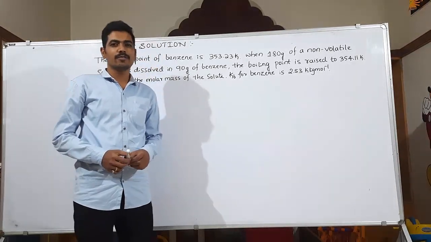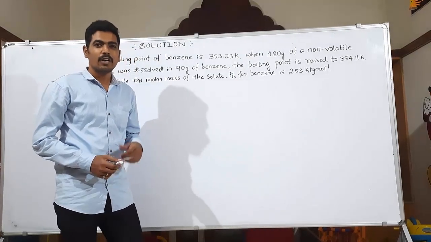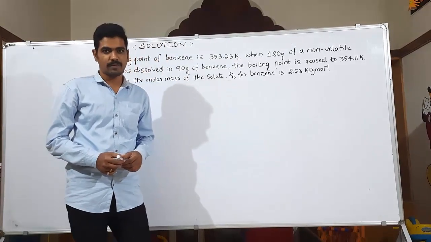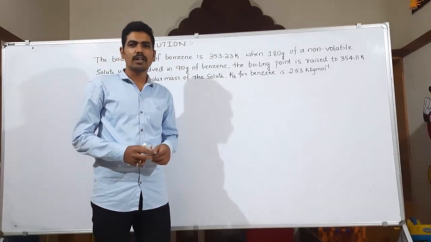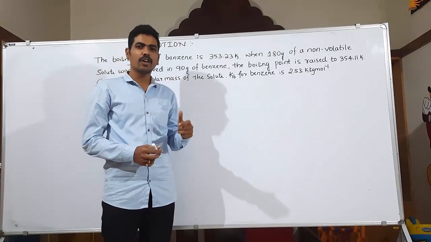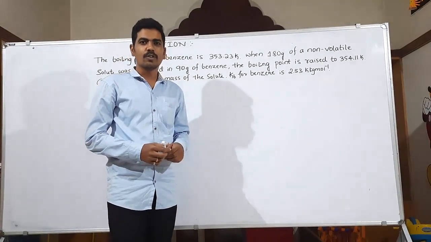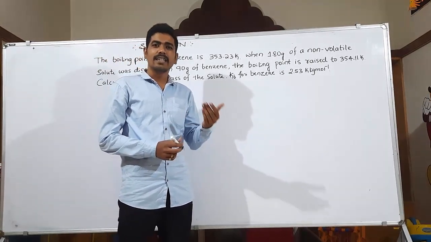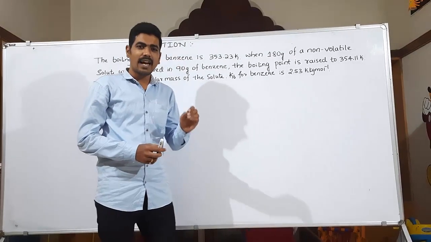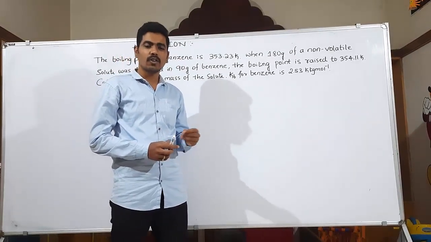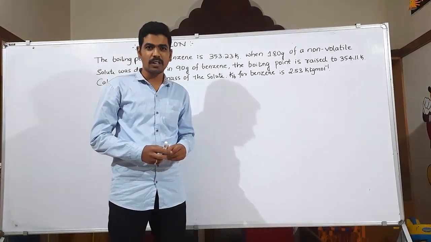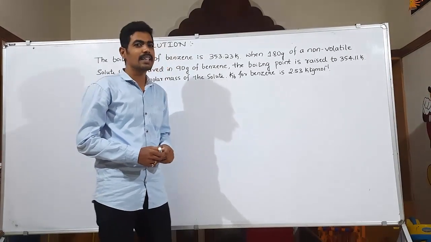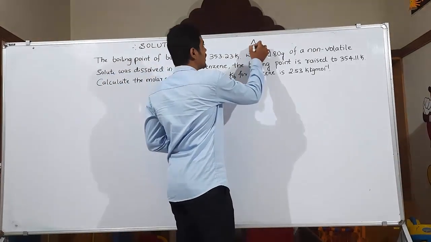In the previous video, we discussed one of the colligative properties, that is elevation in boiling point. Elevation in boiling point is nothing but, upon addition of a non-volatile solute to a solvent, the boiling point of that solution increases, and that increase in boiling point of the solution upon addition of the solute is said to be elevation in boiling point, and it is denoted as delta TB.